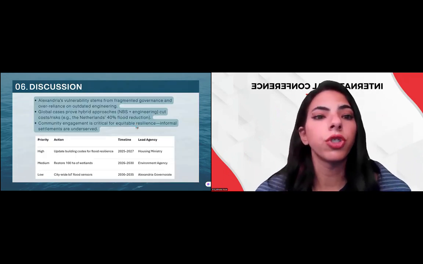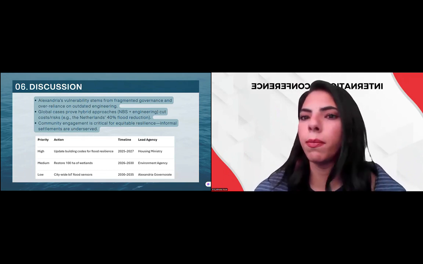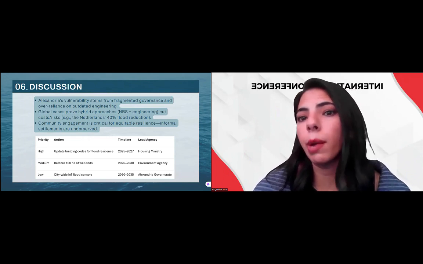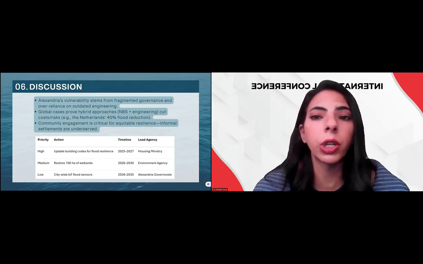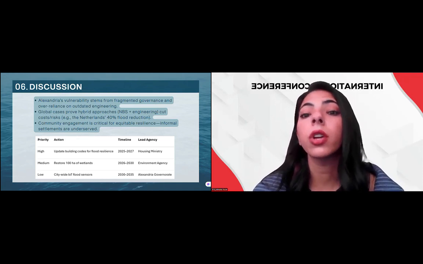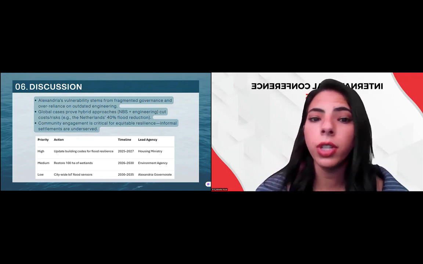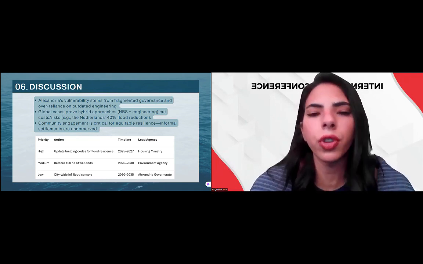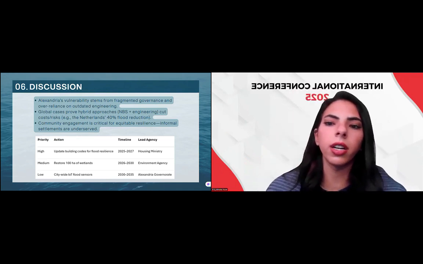Okay, so as for the discussion, Alexandria's vulnerability stems from fragmented governance and the over-reliance on purely just one form of adaptation measure. And the global cases prove that hybrid approaches are attainable, we could do them and we can integrate them and incorporate the majority of them, as well as create an actual flood reduction. And community engagement is critical for equitable resilience, due to the increased informal settlements that are underserved in the area of Alexandria.